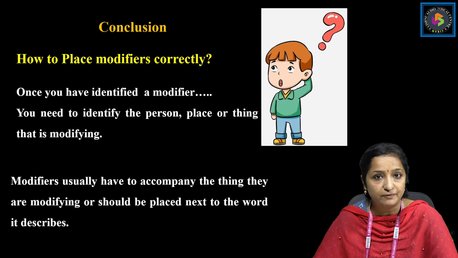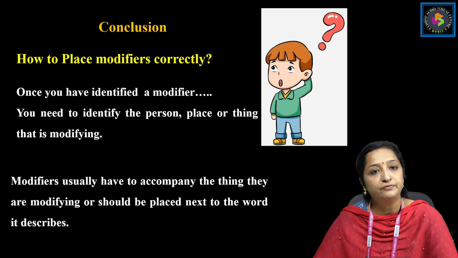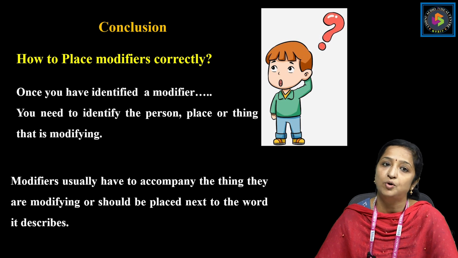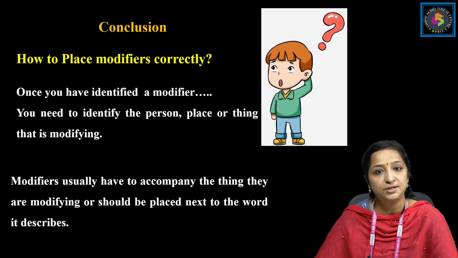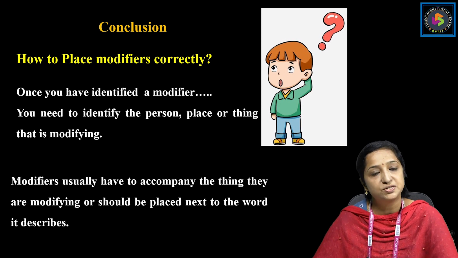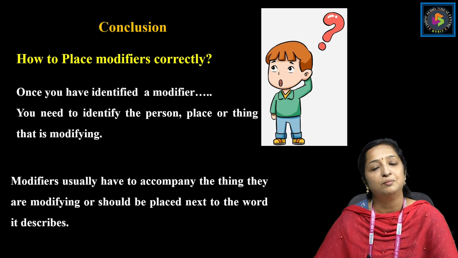So with this, we learned what is a modifier, what are the different types of modifiers, what are misplaced modifiers, what are dangling modifiers, and how we can identify these modifiers and change these misplaced words and put them in a proper way in the sentence and make the sentence meaningful.